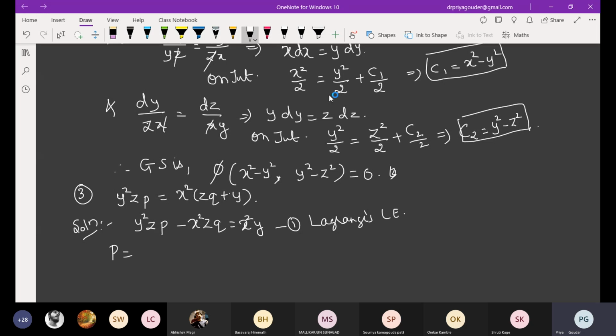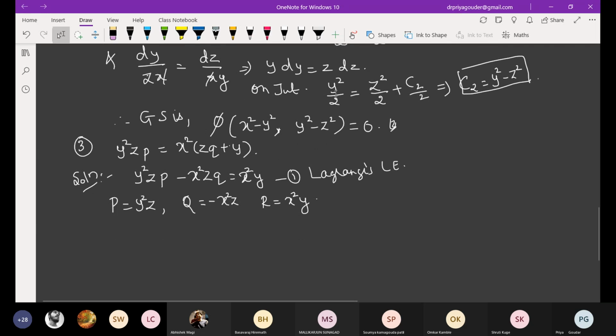So tell me what is PQR? And don't forget the minus also is important. If you forget the minus, marks will be deducted. Am I right? PQR values? Tell me the auxiliary equations. Dx upon P, dy upon Q, dz upon R.